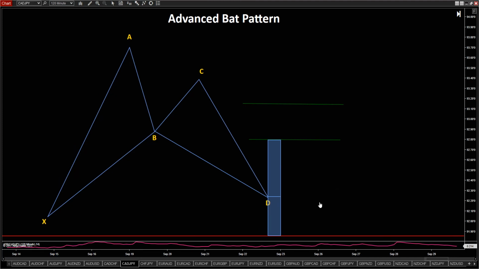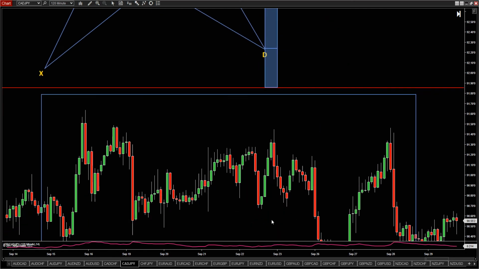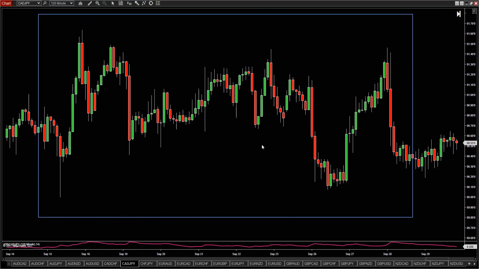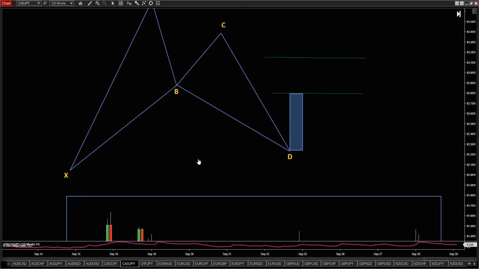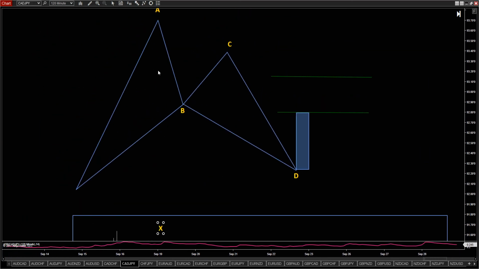We're going to go down to the charts. And you can see here in the box that I've drawn that there is a bat pattern that has completed and profits were taken. So let's get rid of that so it doesn't distract us. Bring these down too so we can use them. X, A, B, C and D.